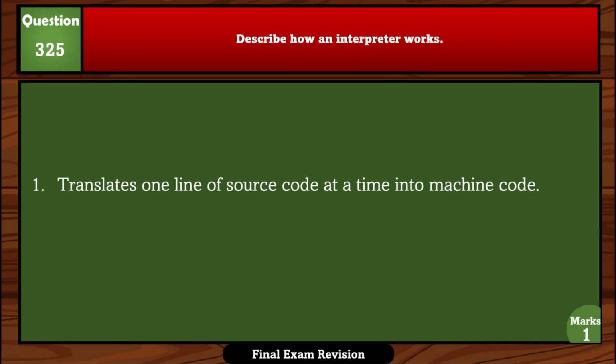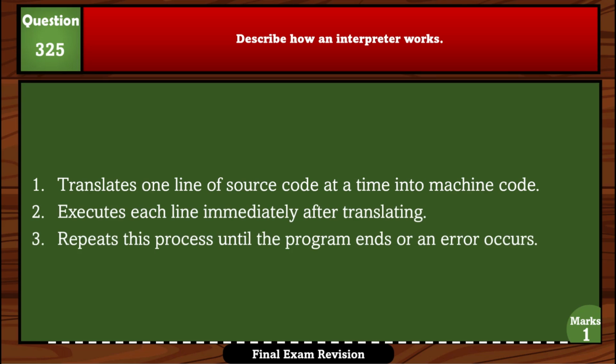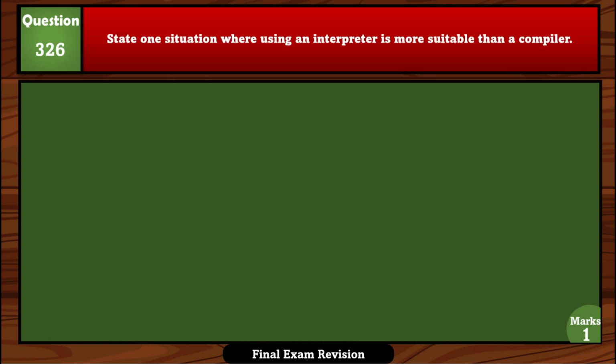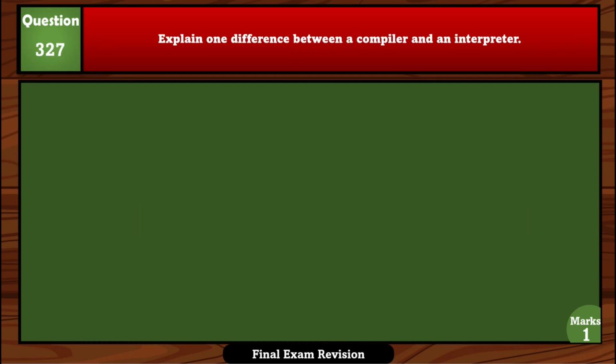Number one, it translates one line of source code at a time into machine code. Number two, executes each line immediately after translating. Number three, repeats this process until the program ends or an error occurs. Question 326. State one situation where using an interpreter is more suitable than a compiler when testing or debugging code during development. Question 327. Explain one difference between a compiler and an interpreter.